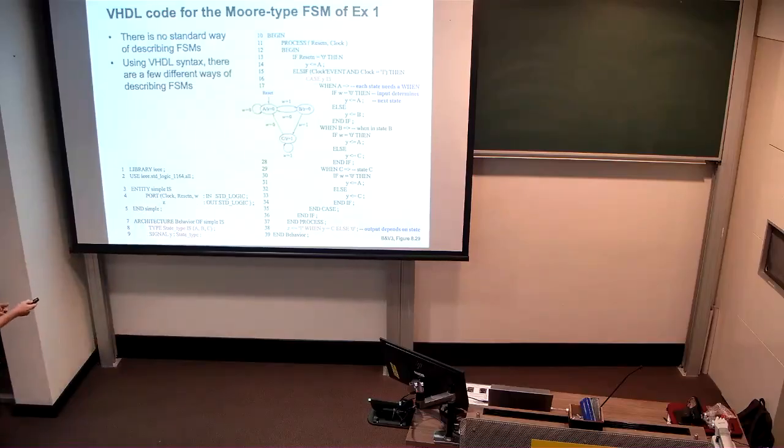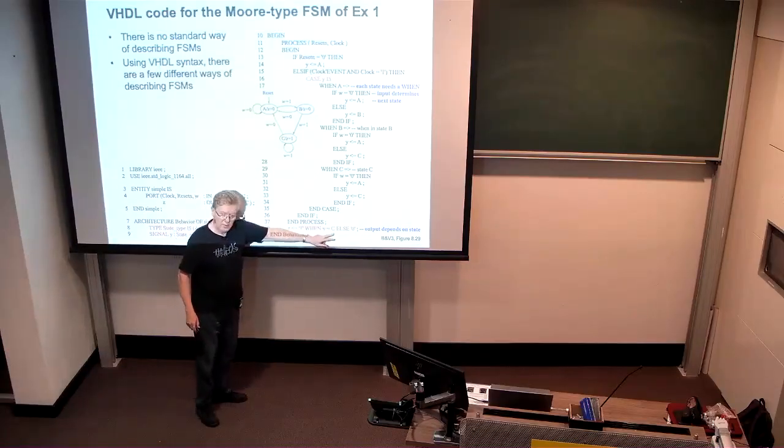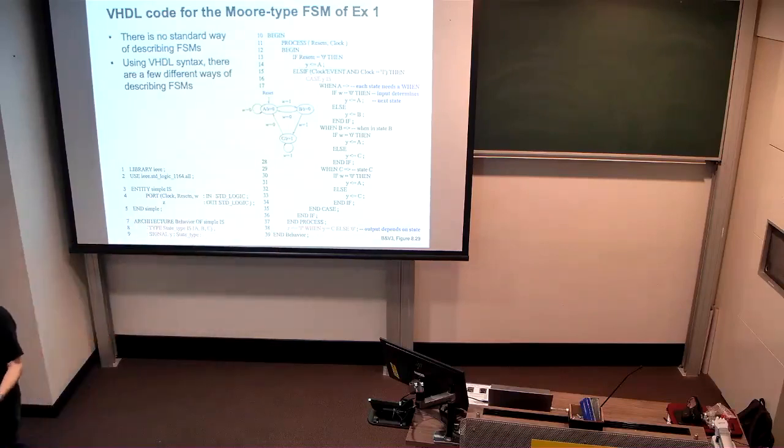That describes exactly that state diagram, right? Finally, the output is 1 when we're in state C. Otherwise, it's 0. So the output logic's really very straightforward here.